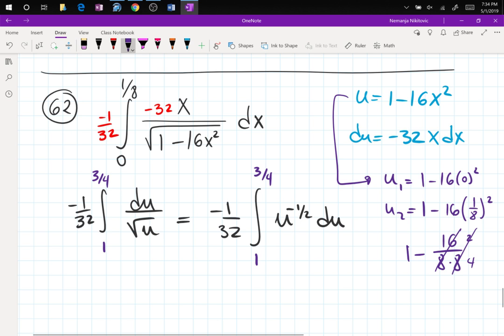If you flip your notes, guys, you're going to find the formula which, if you swap the limits, you kill the negative in front of the integral. So this now becomes 1 over 32, integral from 3/4 to 1 of u to the negative 1/2 du. The formula was given to you last class. I'm always suspicious of these non-standard ones.